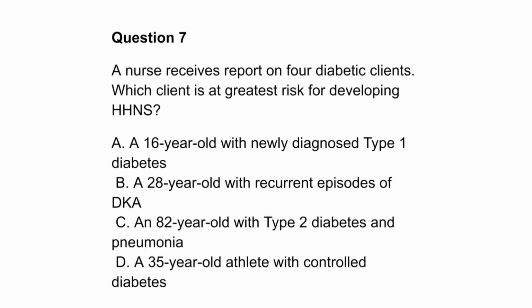Question 7. A nurse receives report on 4 diabetic clients. Which client is at greatest risk for developing HHNS? A. A 16-year-old with newly diagnosed type 1 diabetes. B. A 28-year-old with recurrent episodes of DKA. C. An 82-year-old with type 2 diabetes and pneumonia. D. A 35-year-old athlete with controlled diabetes.